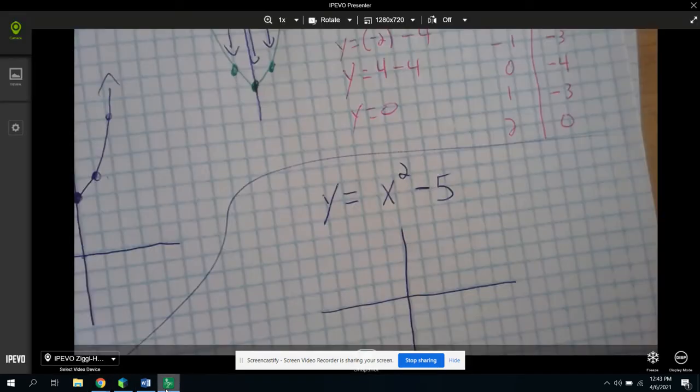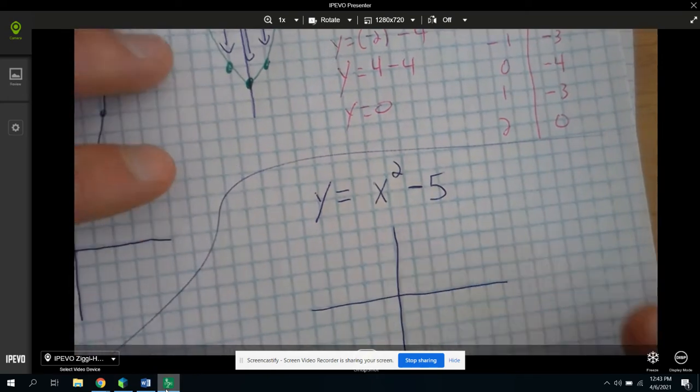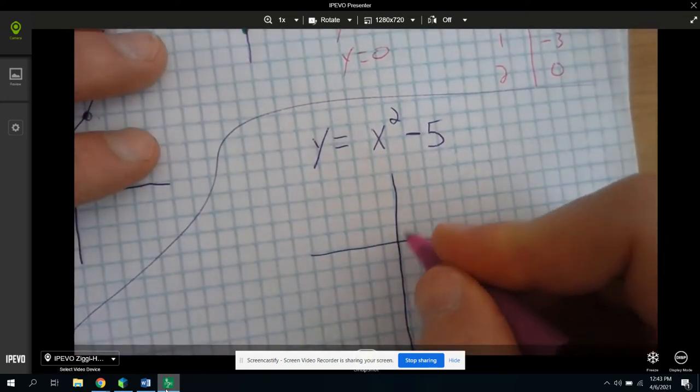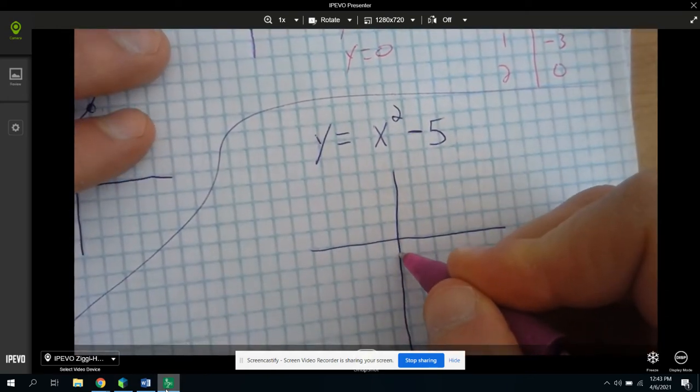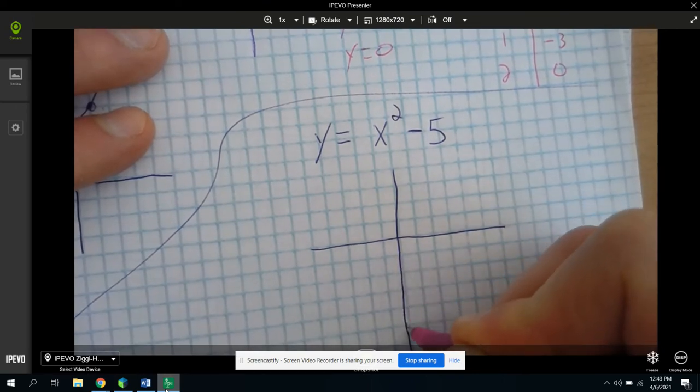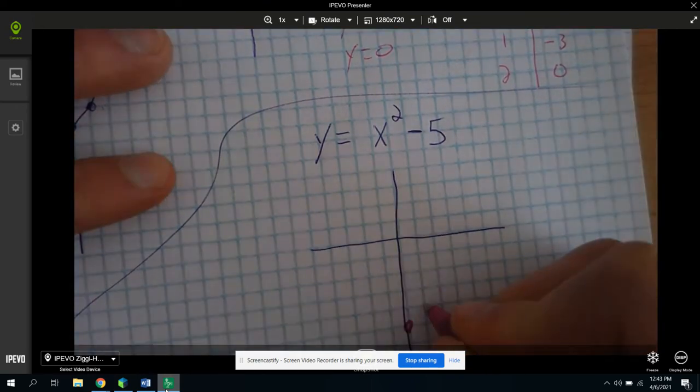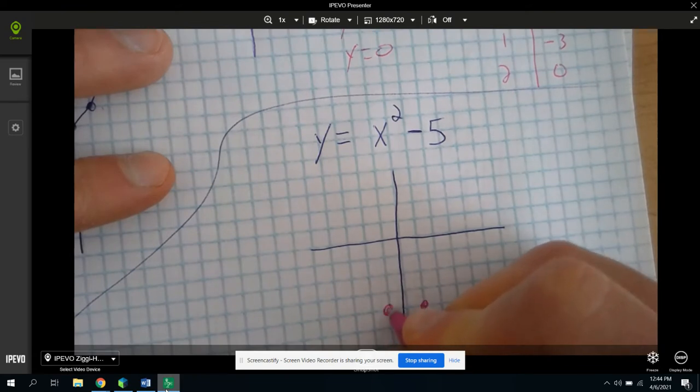I want you to try y equals x squared minus 5. Pause the video and try it. Okay, the vertex for x squared is at 0, 0, so we're going to move everything down 1, 2, 3, 4, 5. Then 1, 1.